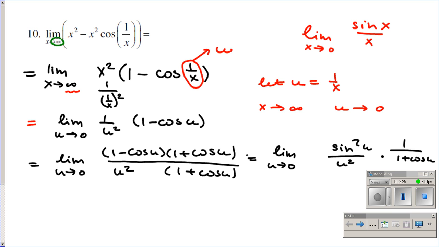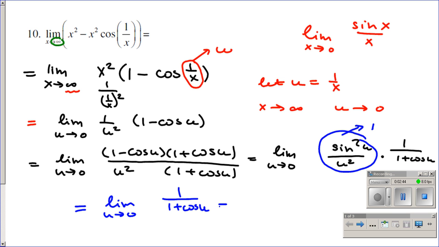Okay, so now that we have u approaching 0, we have sine of u over u, now we can say that this limit is going to go to 1, and then my answer is going to be whatever I get by substituting 0 for u in the leftover expression. So cosine of 0 is going to be 1, so I simply get 1 over 1 plus 1, which is 1/2.